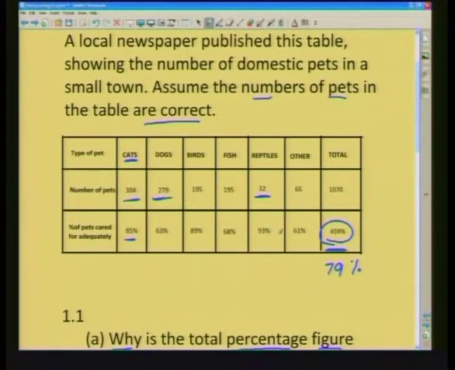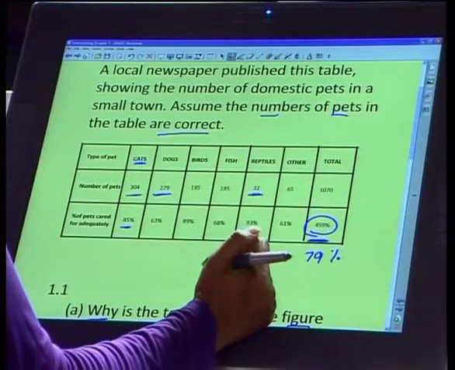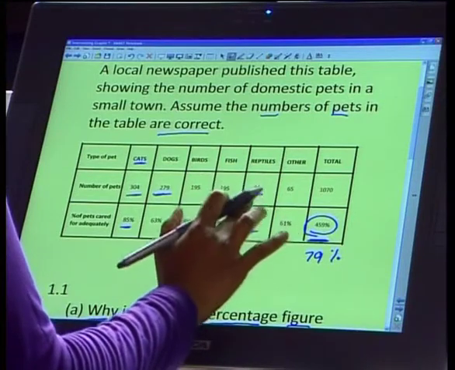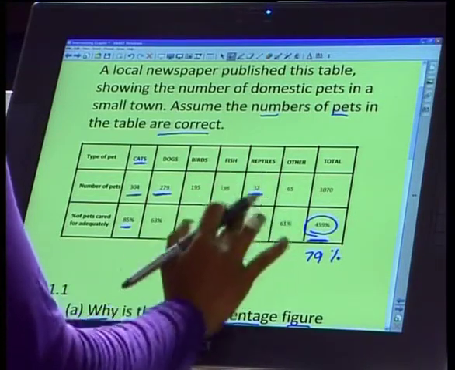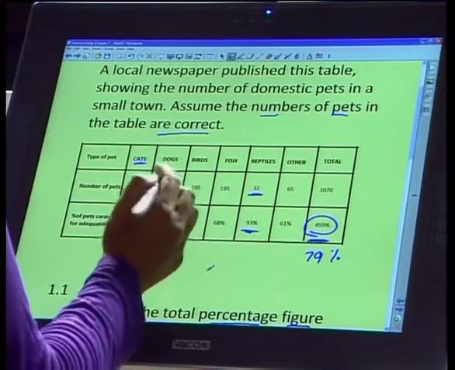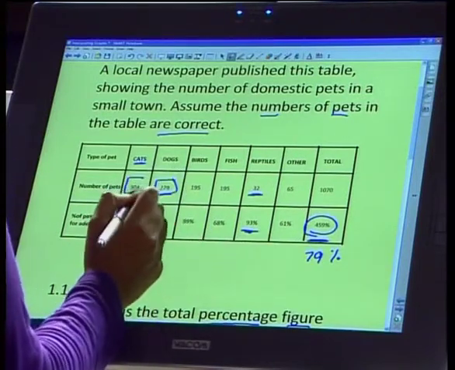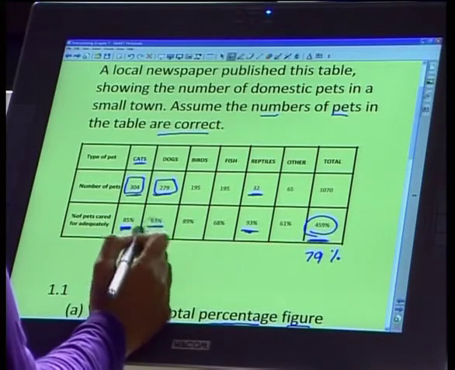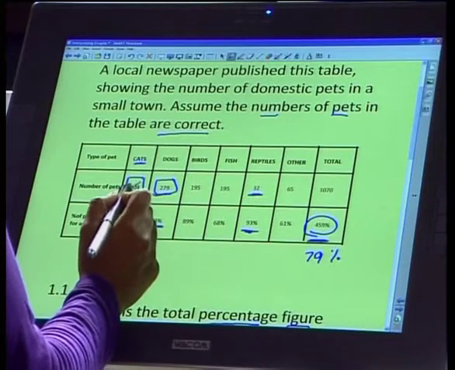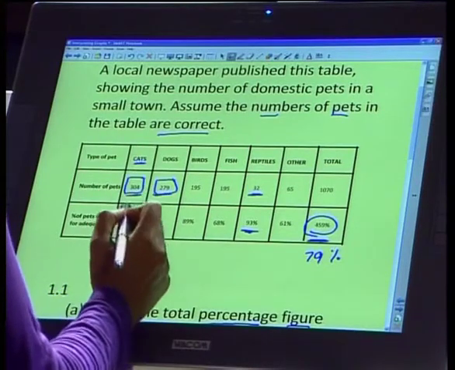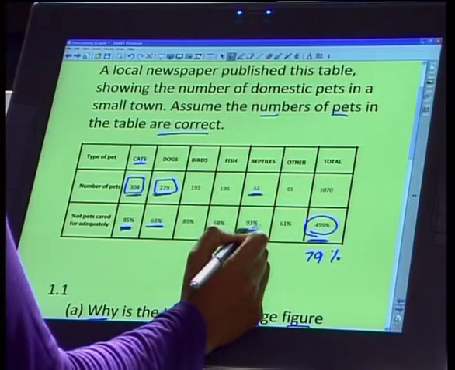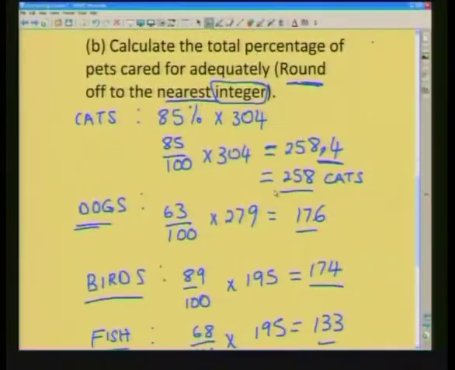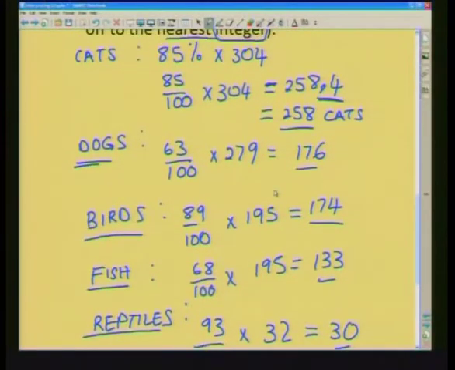Now, although there's a much higher percentage of reptiles being cared for, so 93% of all 32 reptiles are being cared for adequately, the number 32 is much smaller than the number of dogs and the number of cats. So although these are smaller percentages, when you work the percentage out of bigger numbers, you are in fact going to get a bigger answer than if we work out 93% of 32. So we have already in fact worked this out. Let's just go down to our table here.